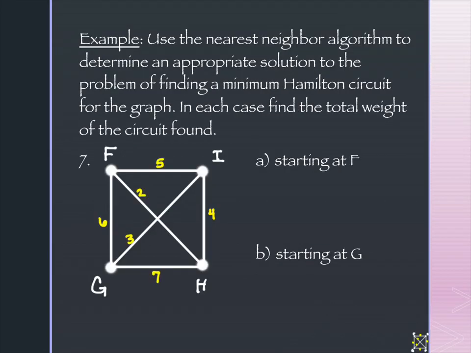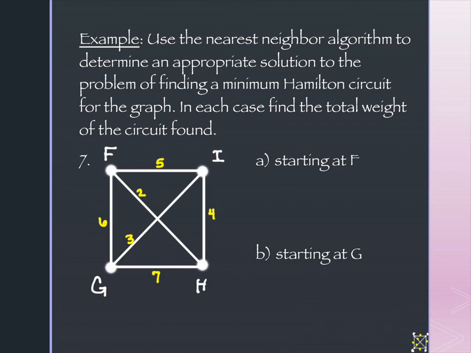We're going to use the nearest neighbor algorithm to determine an appropriate solution. Notice that it's not the best solution, it's an appropriate solution to the problem of finding a minimum Hamilton circuit for the graph. In each case, find the total weight of the circuit found. So I am going to list this out. I'm trying not to mess up my diagram since I've got two parts to it. I've got part A, which is starting at F, and part B that's starting at G.